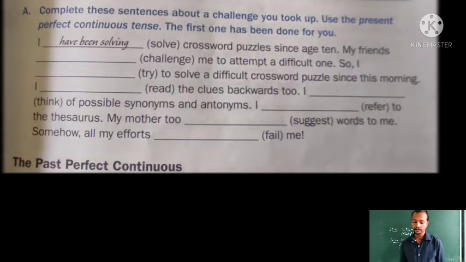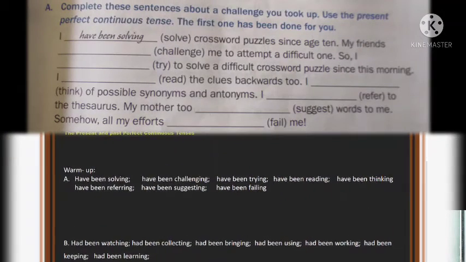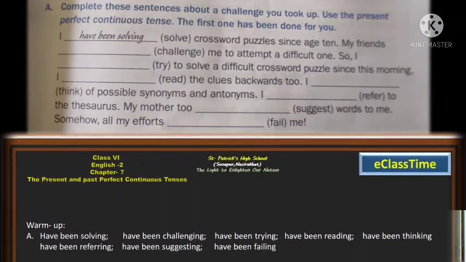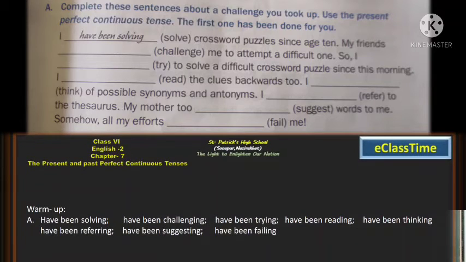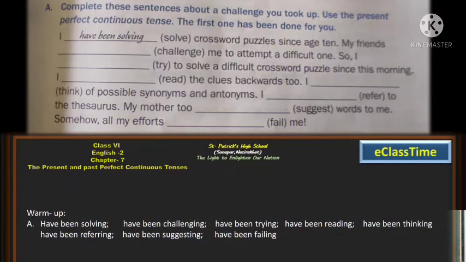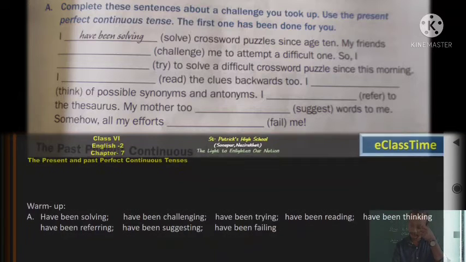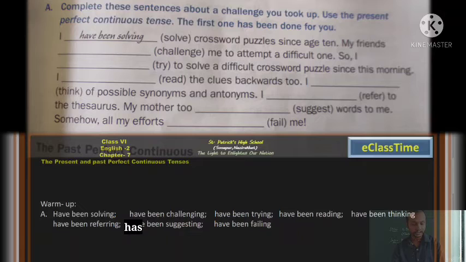So the answers you can see already on the screen, even then I will read it for you. I'll read it from the beginning itself. I have been solving crossword puzzles since age 10. Then next answer goes, my friends. See here it is plural, friends are plural, so it will be have. My friends have been challenging me to attempt a difficult one.